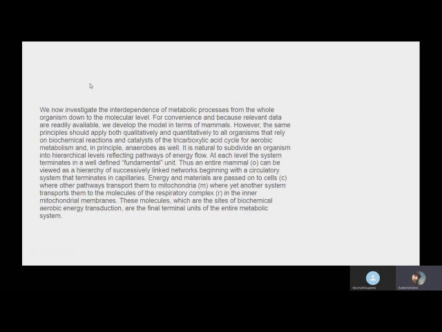However, the same principles should apply both qualitatively and quantitatively to all organisms that rely on biochemical reactions and catalysts of the tricarboxylic acid cycle for aerobic metabolism and, in principle, anaerobes as well. It is natural to subdivide an organism into hierarchical levels, reflecting pathways of energy flow. At each level, the system terminates in a well-defined fundamental unit. Thus, an entire mammal can be viewed as a hierarchy of successively linked networks, beginning with a circulatory system that terminates in capillaries.